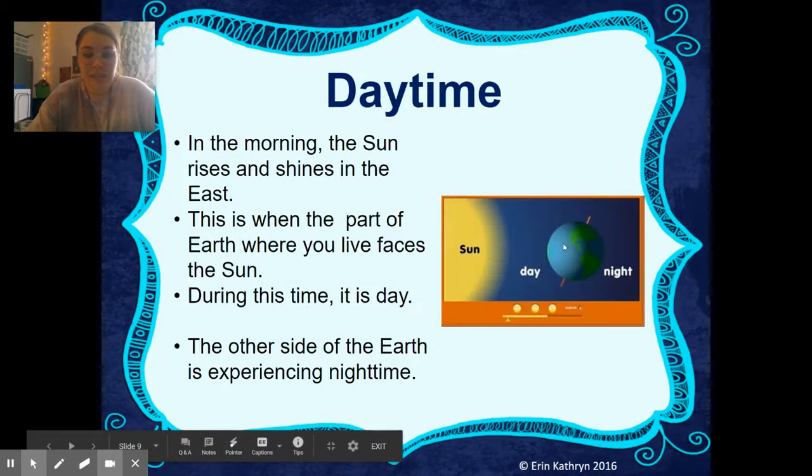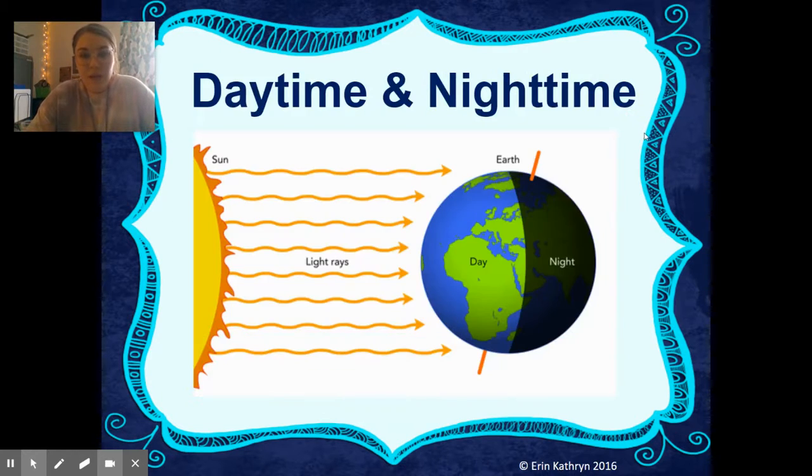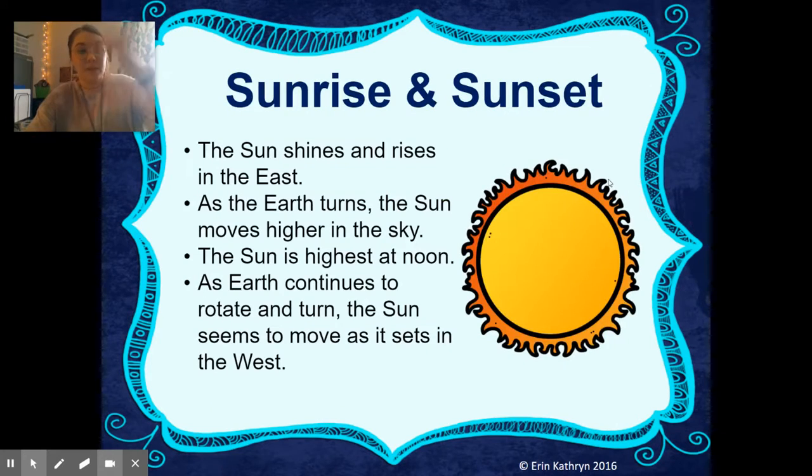So just like this, pretend that this is our side of the earth. We're getting daytime, but this side is getting nighttime. So as we're moving in 24 hours a day, it's going to change. So notice right here, the sun, we're getting day. This is right here. And then when we turn over here, they're getting night. And as it turns and it rotates on its axis, that will change. That's why we see our sun moving.